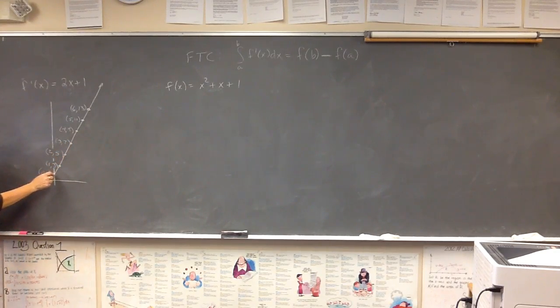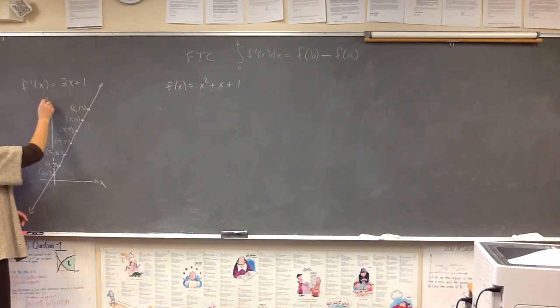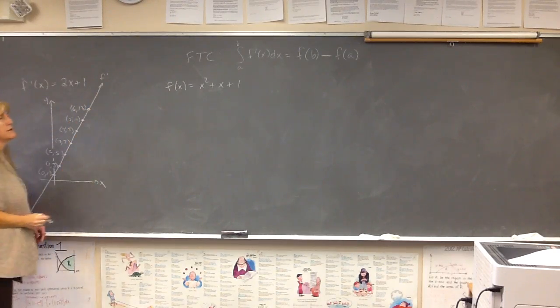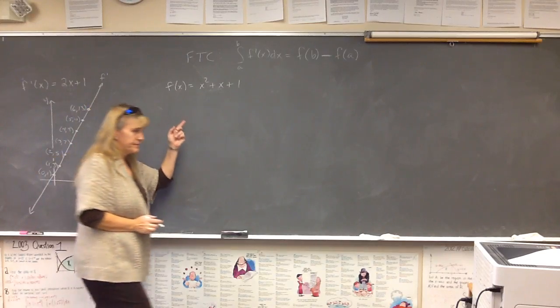And down here, what's going to happen with the function? It's going to go negative down here. All right, so this is my x-axis. This is my y-axis. And this is my function, which is my first derivative function, 2x plus 1. Now over here, I want to graph this.